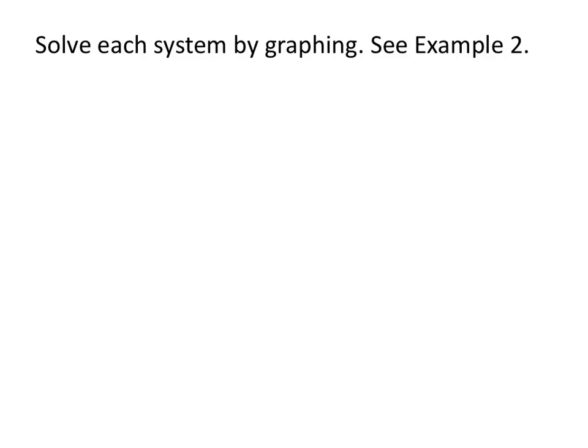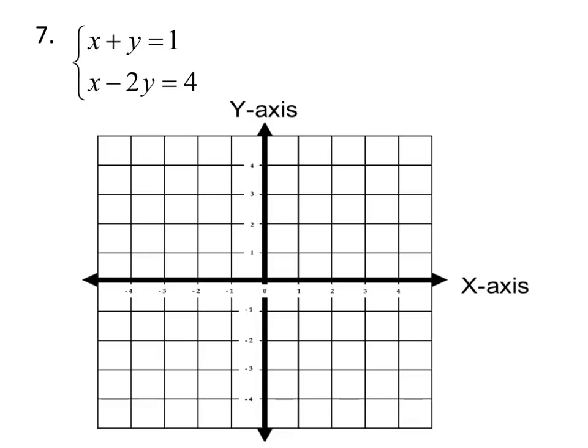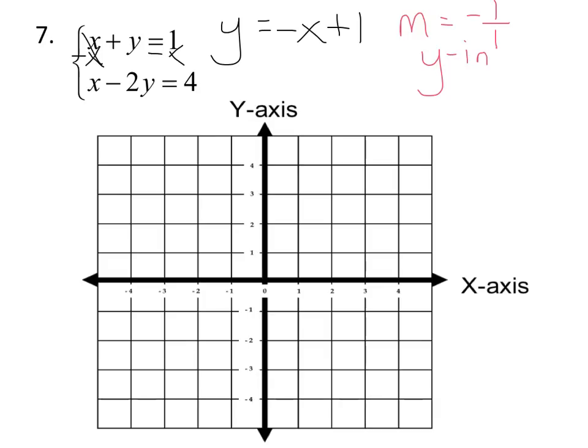Solve each system by graphing. Alright, so we have to put them both in slope-intercept form. So this is going to be y equals negative x plus 1. So our slope is going to be negative 1 over 1, and our y-intercept is going to be 0, 1. We're going to go down 1 over 1, down 1 over 1, down 1 over 1. And so our line is going to look like this.